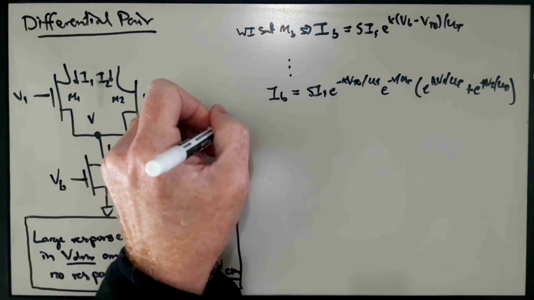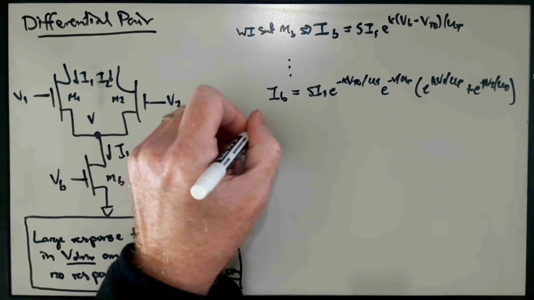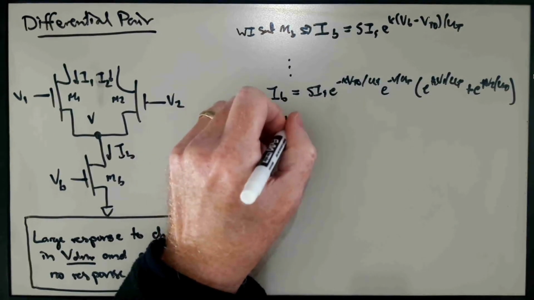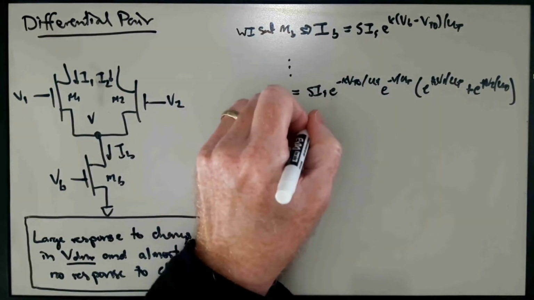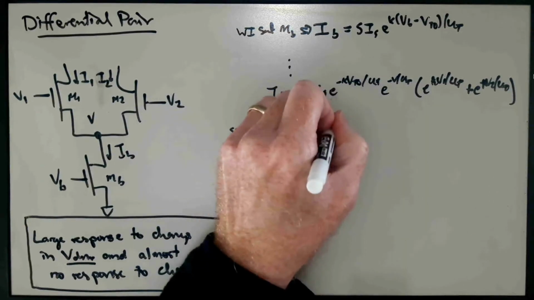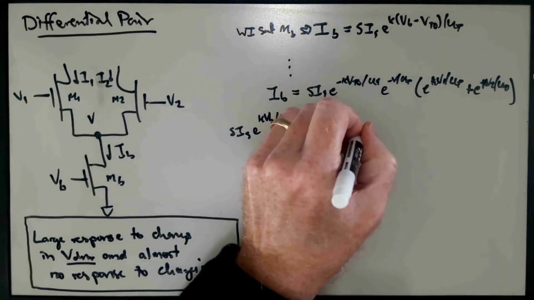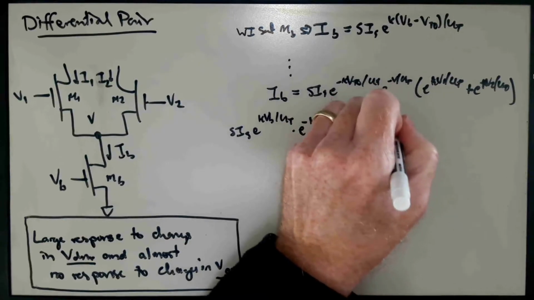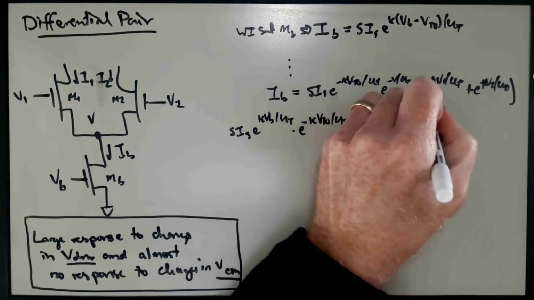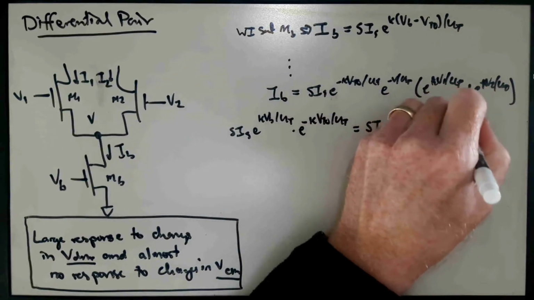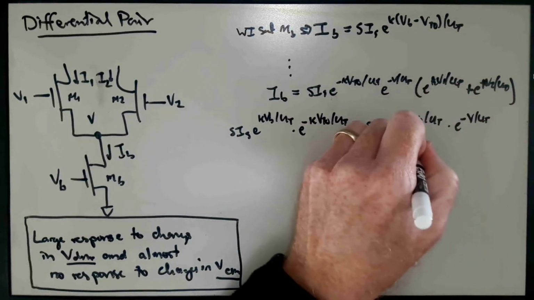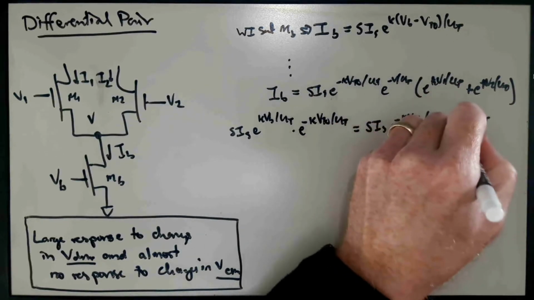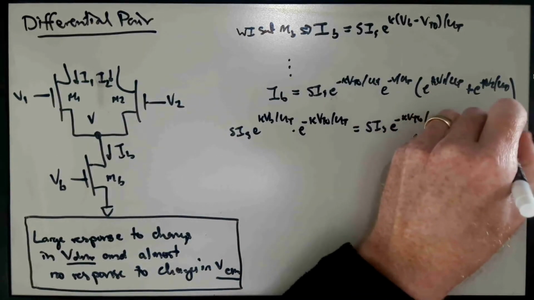And that's going to give us SIS e to the kappa VB over UT times e to the minus kappa VT0 over UT on the left-hand side is equal to, well, we've got some common stuff here, SIS e to the minus kappa VT0 over UT times e to the minus V over UT times this thing in parentheses, e to the kappa V1 over UT plus e to the kappa V2 over UT.